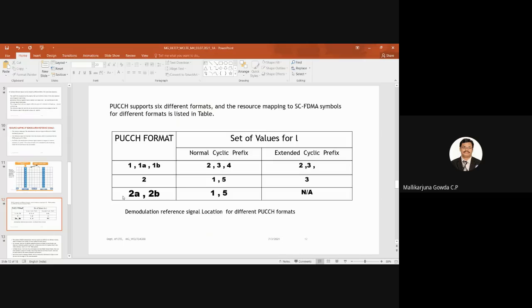I think I discussed this before. What are the PUCCH formats? 1A, 1B, 2, then 2A, 2B. Here we are saying what the value of these things is for normal cyclic prefix as well as for extended cyclic prefix. PUCCH supports 6 different formats, and this shows the resource mapping to SC-FDMA symbols for different formats.